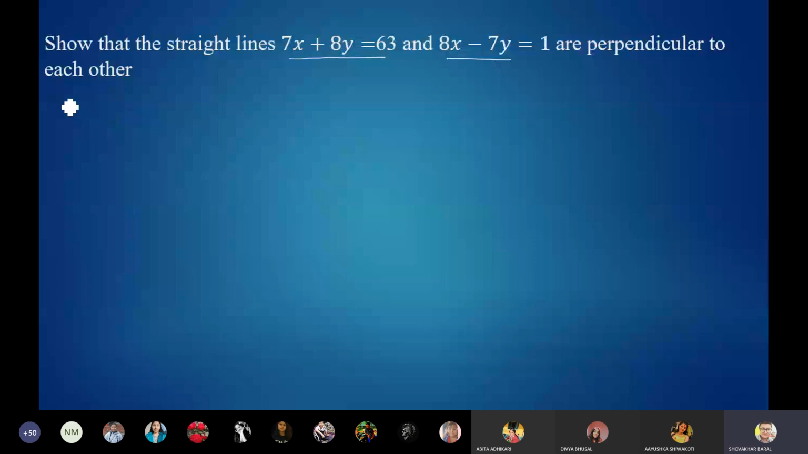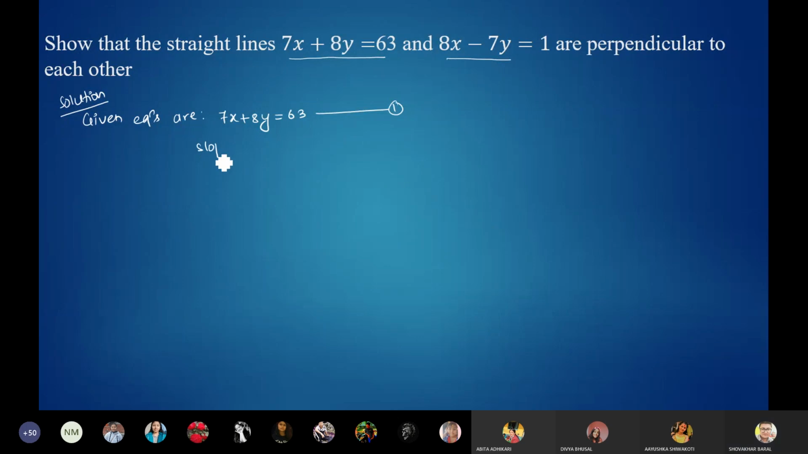Okay, so the solution. The given equation is 7x + 8y = 63. Find the slope of this line. Slope m1 is equal to minus coefficient of x divided by coefficient of y. It will be -7/8.